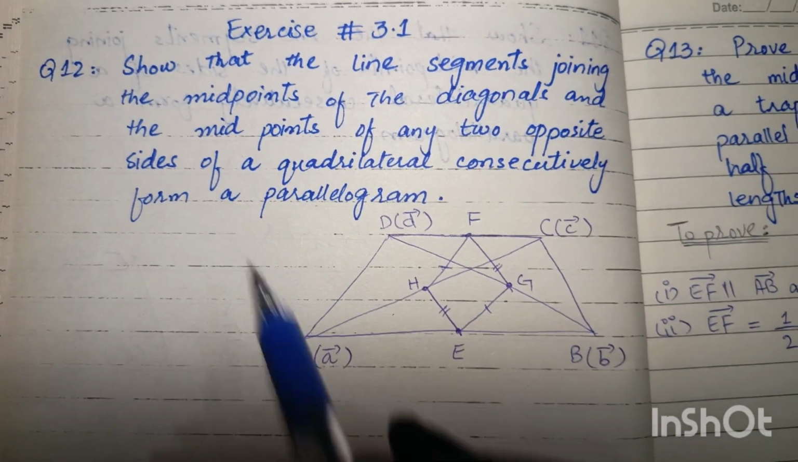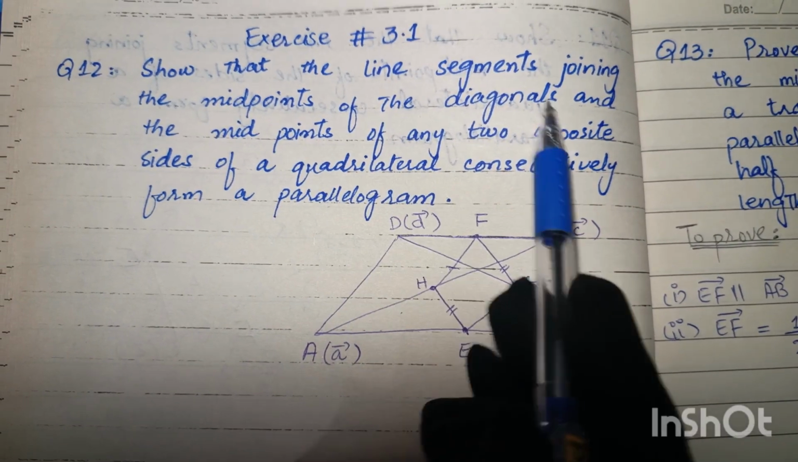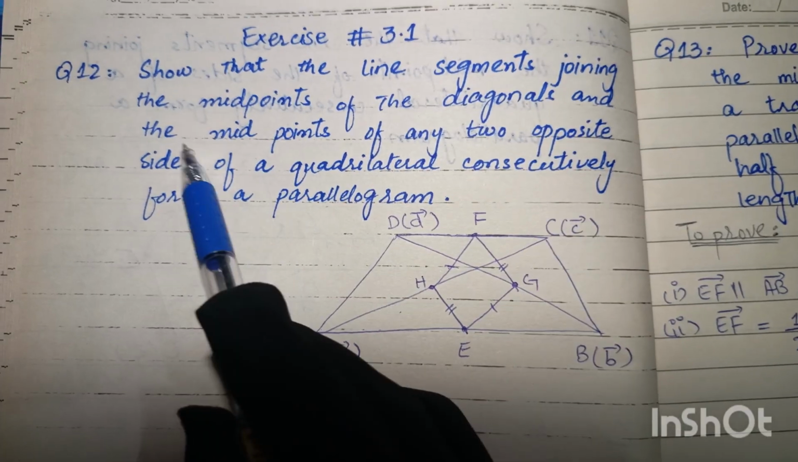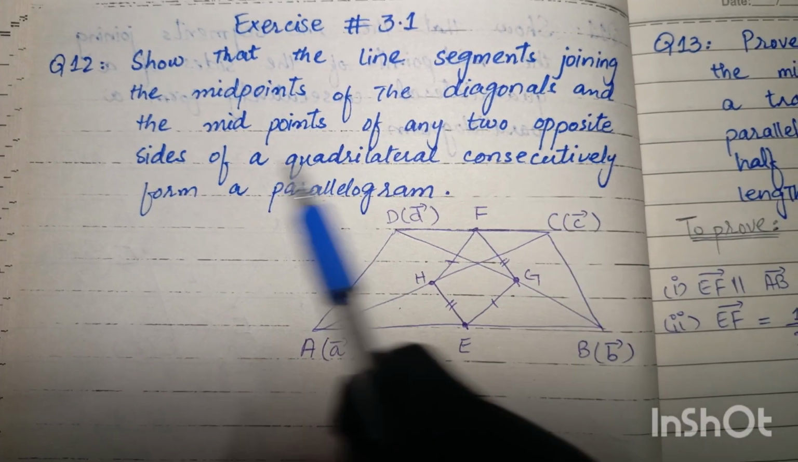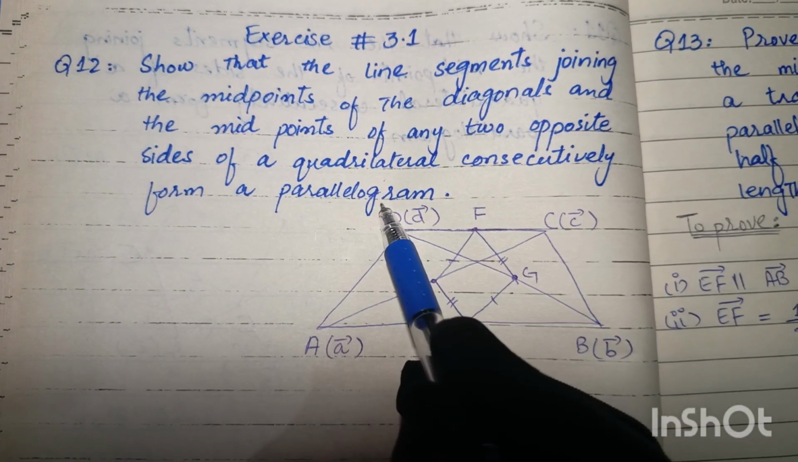Now let's start our question number 12. Question number 12 is: show that the line segments joining the midpoints of the diagonals and the midpoints of any two opposite sides of a quadrilateral consecutively form a parallelogram.